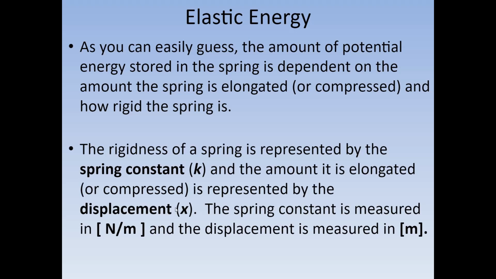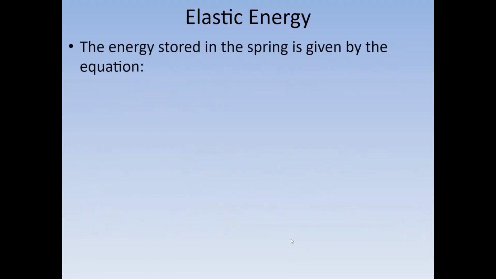And X is used for the displacement that the spring experiences. Again, this displacement could be in either direction, either compression or elongation. It's honestly not really going to be differentiated in this class. The spring constant is measured in newtons per meter, and the displacement is measured in meters. So the energy stored in a spring is given by this equation, U_S equals 1/2 kx squared. It's going to be 1/2 of the spring constant times the elongation squared.